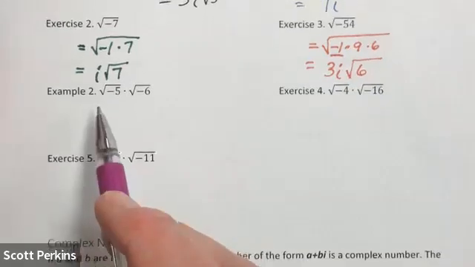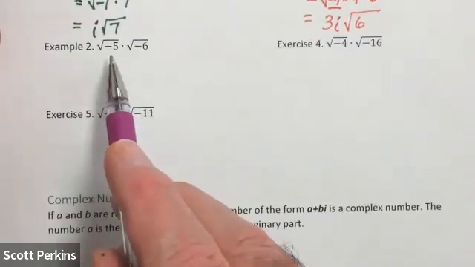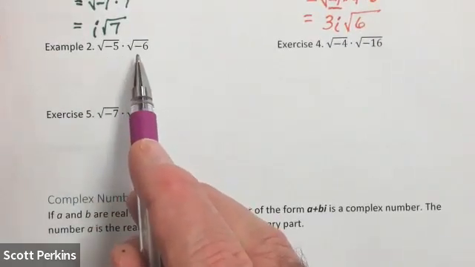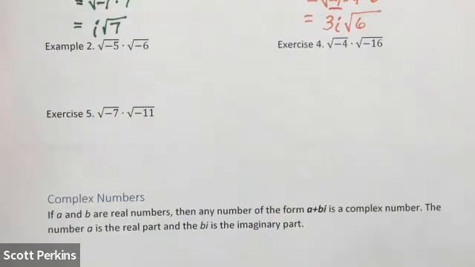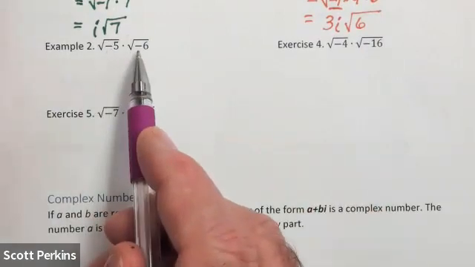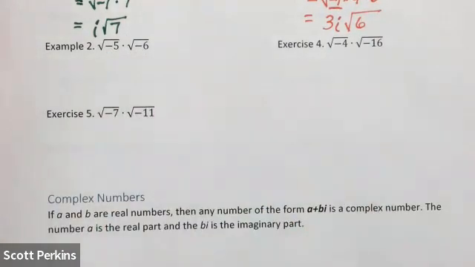So for instance, example 2 says I have the square root of negative 5 times the square root of negative 6. Now, I know what you want to do. We all want to do it. We just want to say, oh, okay, this is easy. Negative 5 times negative 6 is 30, so this is the square root of 30. Not quite, okay? Because we're dealing with imaginary numbers here, here is what you have to do.